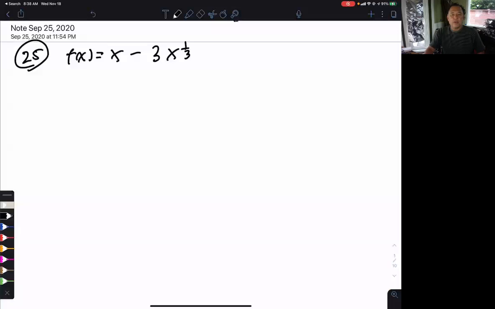So this is chapter 4, section 3, number 25. What are we doing? We're trying to graph this. We want to find as many points as we can. I think the easiest one that I like is the y-intercept.